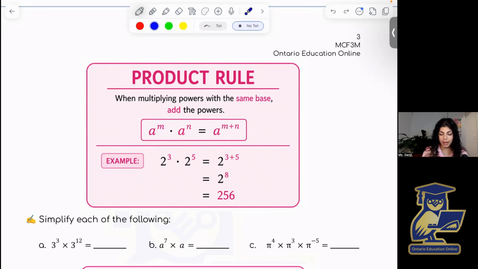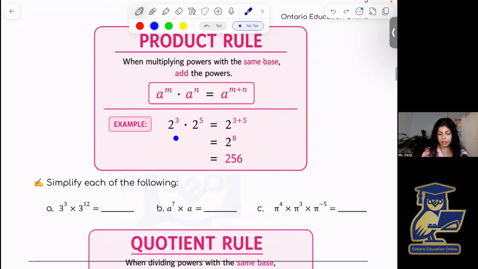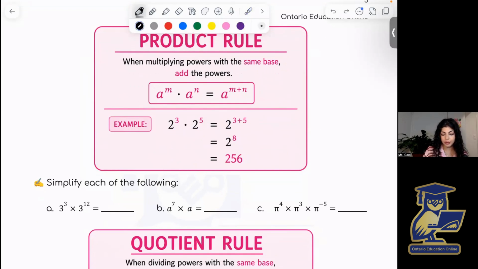So here we have the power m and the power n. So our product, we have the same base, a, and now the two powers or exponents are added together. So m plus n. And here's another example with the base of 2, 2 to the power of 3 times 2 to the power of 5. We keep the base, but now our exponent is 3 plus 5, which gives us 8. And you can actually evaluate this for yourself. 2 to the power of 3 is 8, and 2 to the power of 5 is 32, and 8 times 32 will give you 256.